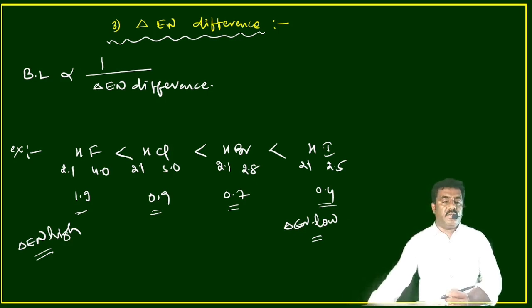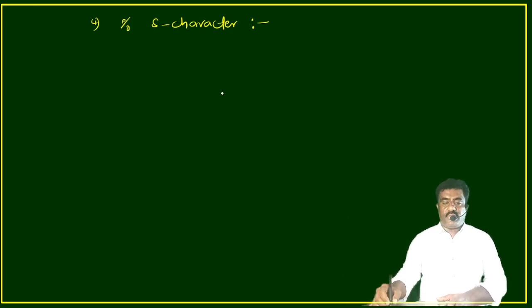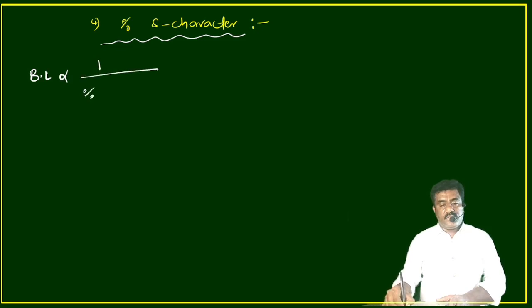Next, go for the next factor: the percentage of the s character. What is the relation between bond length and the percentage of the s character? Bond length is inversely proportional to the percentage of the s character.